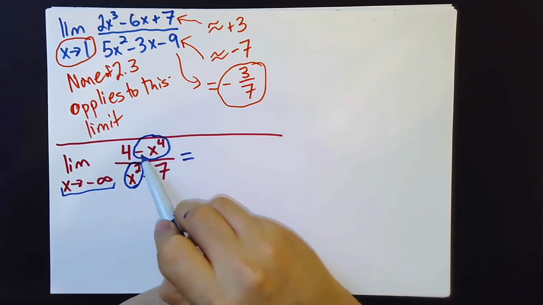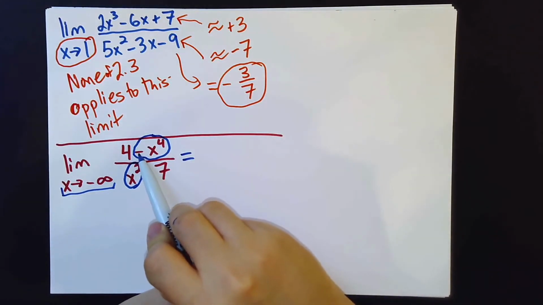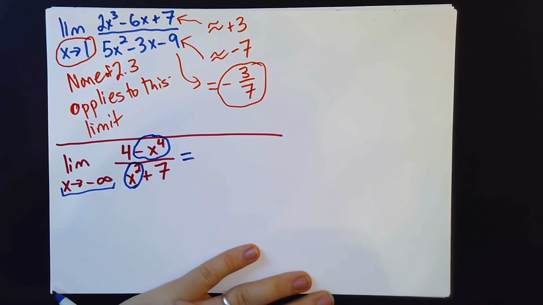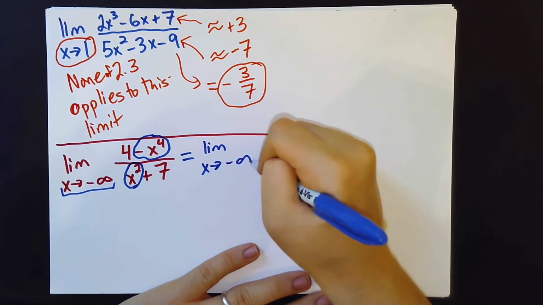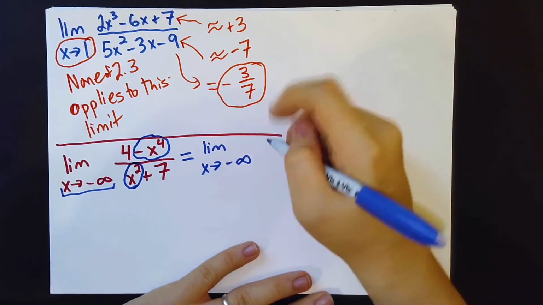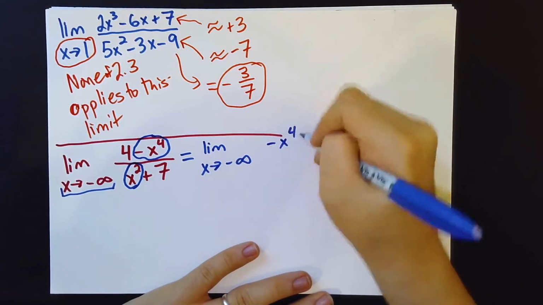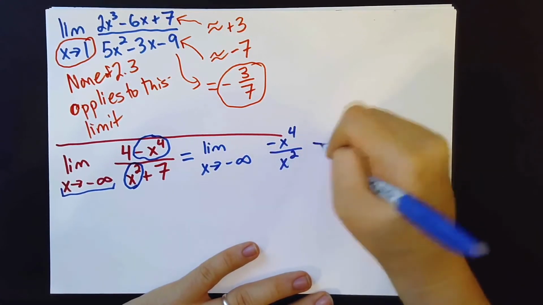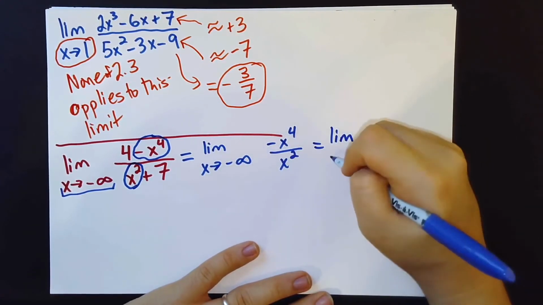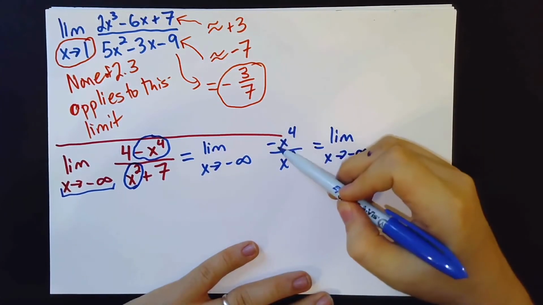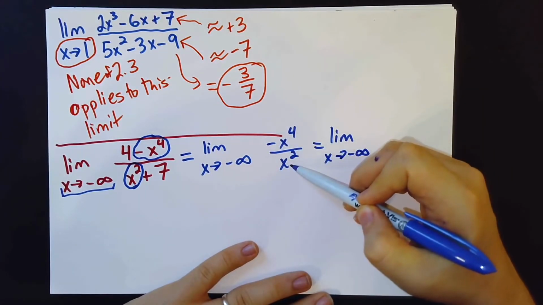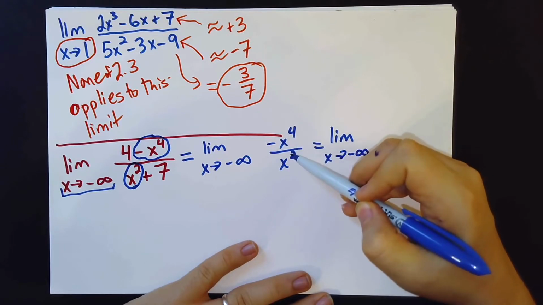Be sure you grab this minus sign, because this minus sign is a coefficient on the x to the 4th, so it's part of the term. And so, again, only the highest order terms matter, so these other two we can just get rid of. So I'll get a minus x to the 4th over x squared. This will be a limit as x goes to minus infinity of, and now x to the 4th divided by x squared, that's x to the 4 minus 2, that's x squared.